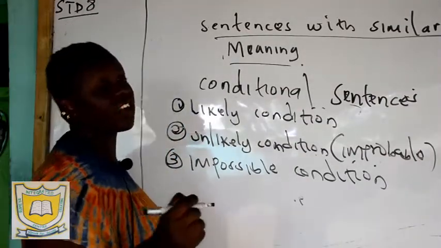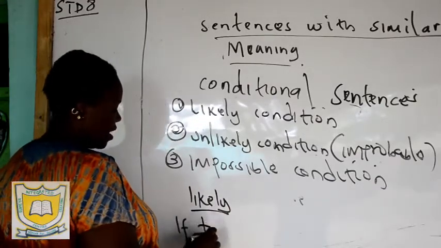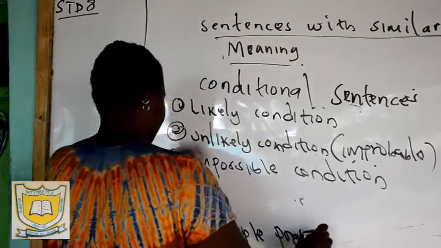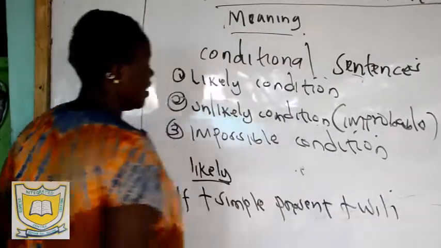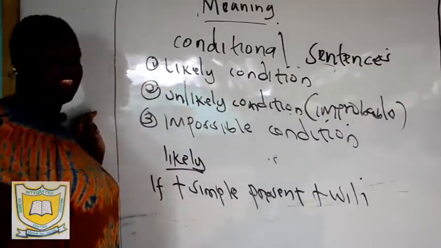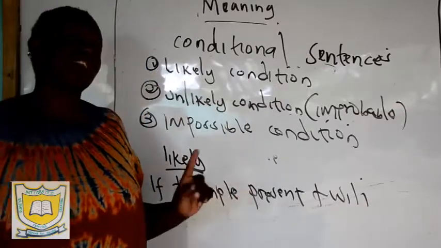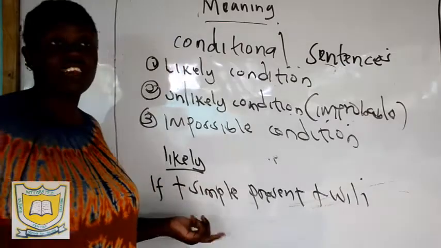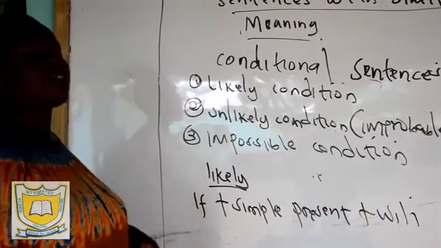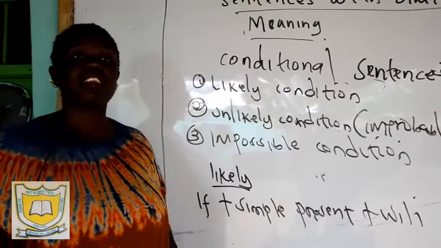A sentence in the likely condition, number one, is formed by if plus simple present plus simple present plus will. That is a sentence in the likely condition. Now, if we say it is the likely condition, what do we mean? There is a high possibility that the action you're talking about in the conditional sentence might take place. A high possibility. It's an 80% chance. Whatever you're talking about in the sentence can take place.